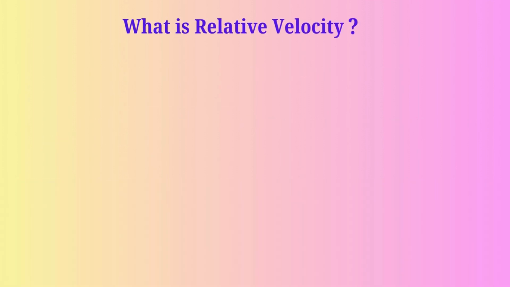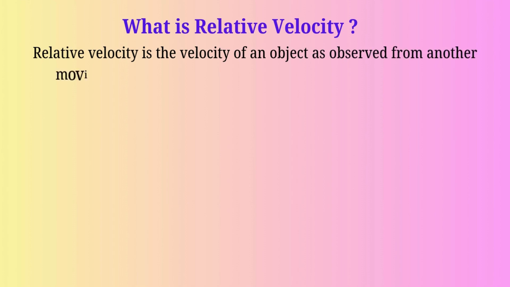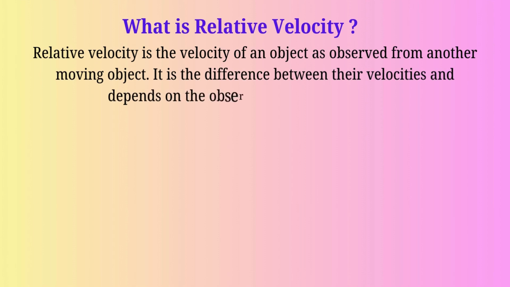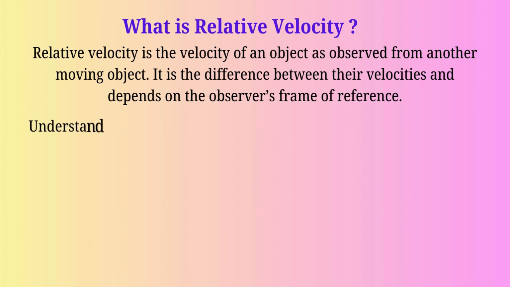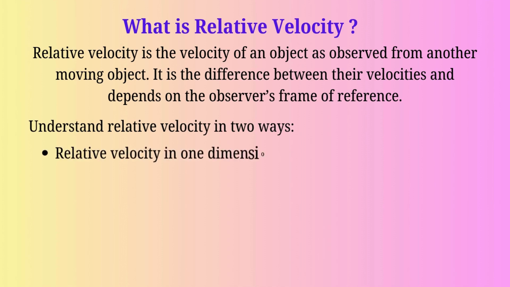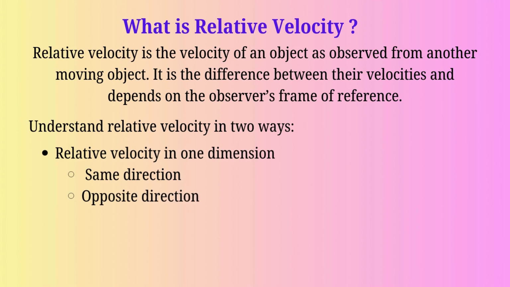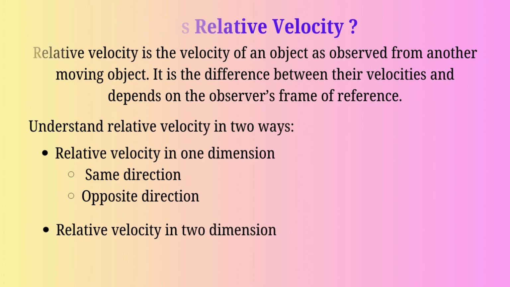Now, what is relative velocity? Relative velocity is the velocity of an object as observed from another moving object. It is the difference between their velocities and depends on the observer's frame of reference. We can understand relative velocity in two ways. The first is relative velocity in one dimension, which can be in the same or opposite direction. The second is relative velocity in two dimensions.